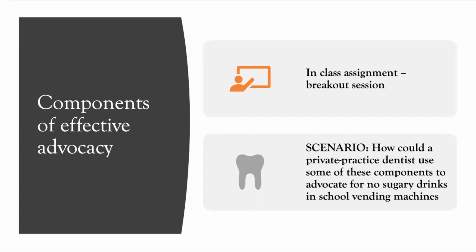Of course, your children, your friends' children, everyone would go to the school. So how can you minimize this? Advocate for no sugary drinks, or at least minimizing sugary drinks in school vending machines. With these 9 components, again, you don't have to use all 9, but at least a few.